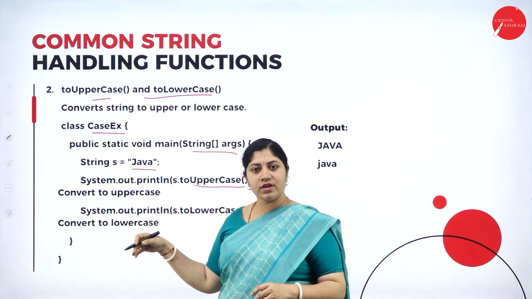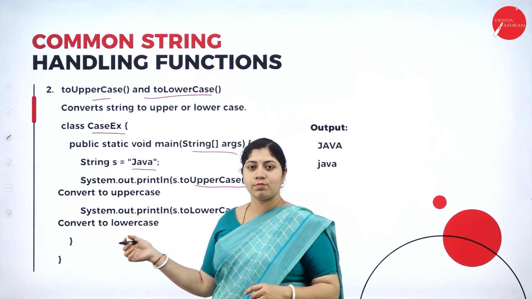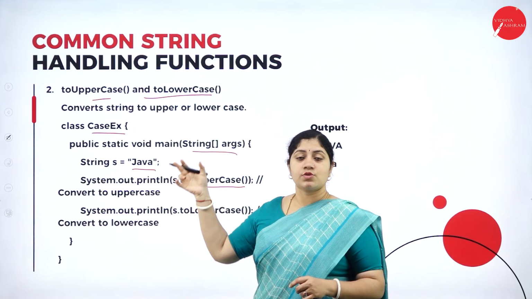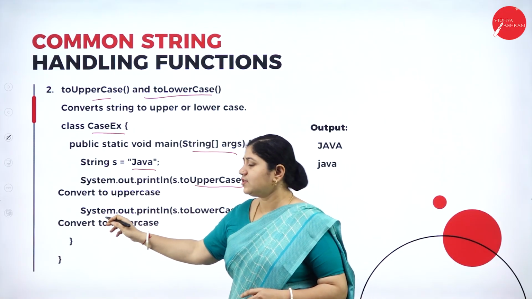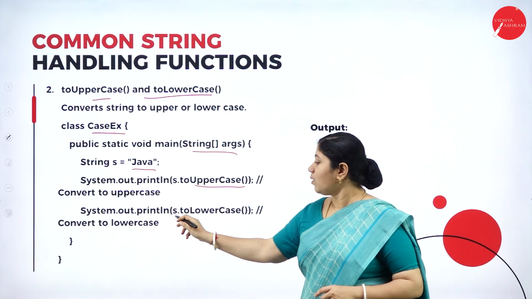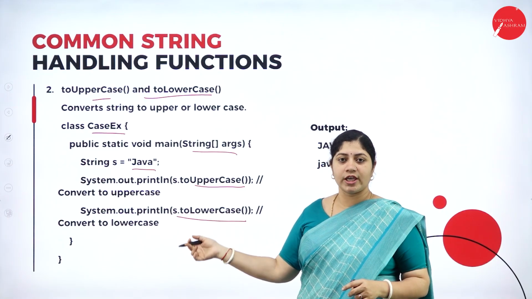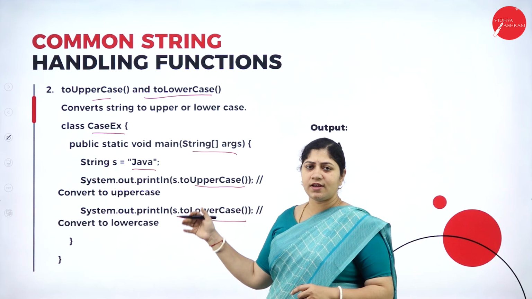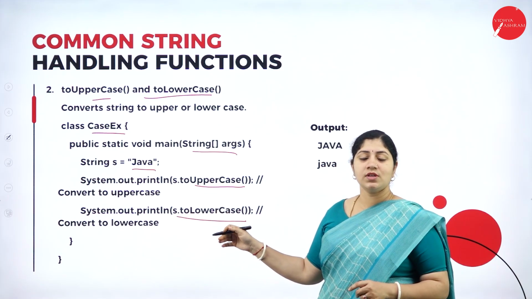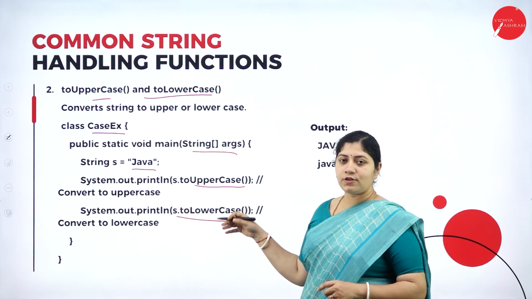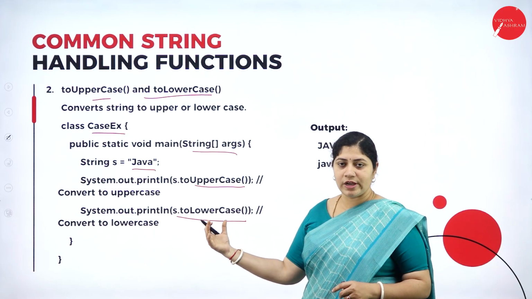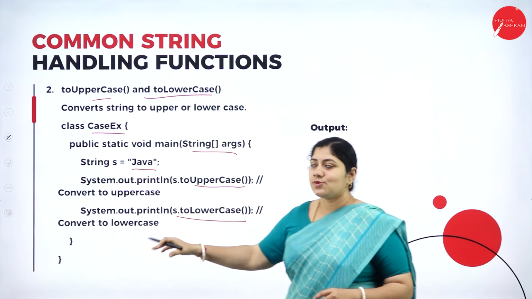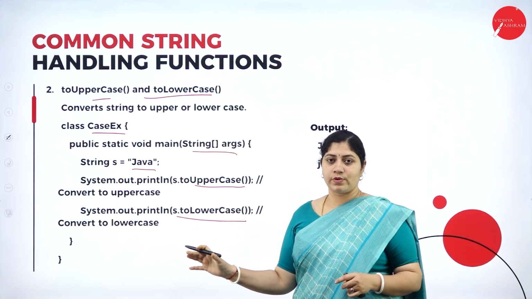Finally, before printing, we can also include one more statement in the same program to convert the sequence of strings to lowercase too. So let's do that. System.out.println of s.toLowerCase. Yes, we will get the output in both manners, uppercase first. Next, the lowercase format of the sequence will be displayed. Once we are done with this, we have to close the parenthesis. So this is an example program.